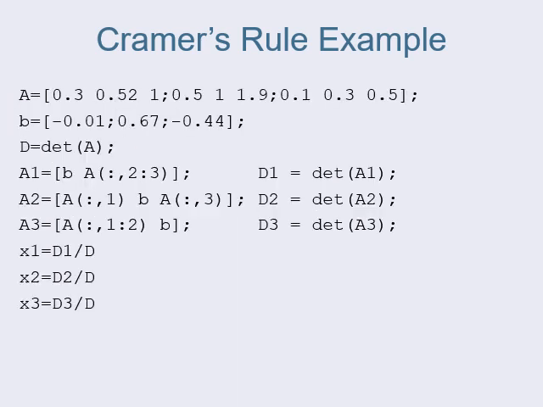This is Cramer's rule in MATLAB. You define your A matrix and your B matrix or vector. D is determinant of A.